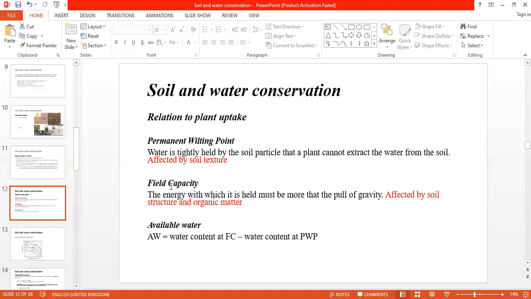You also don't want it to go above field capacity, because as you add water, it will just be draining out. So you, as the field manager, need to maintain your water levels between these two: permanent wilting point and field capacity.